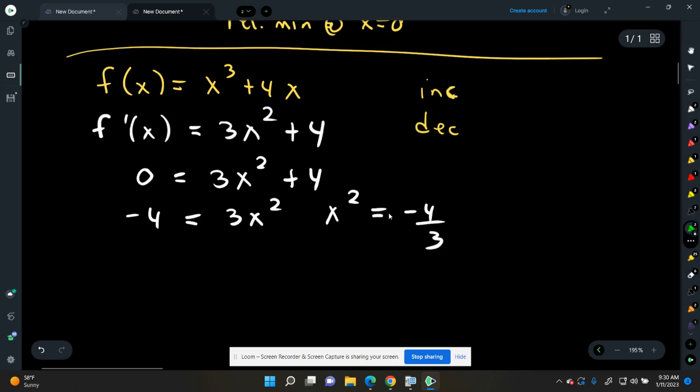Can it cross the x-axis but not change directions? It can, yes. But this indicates that it's not crossing the x-axis.